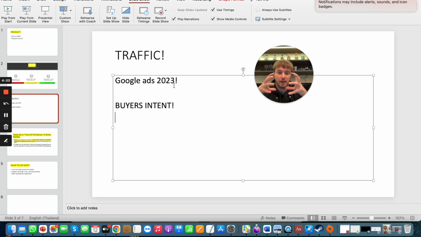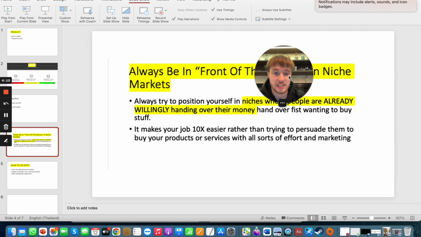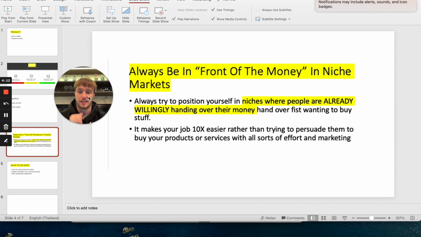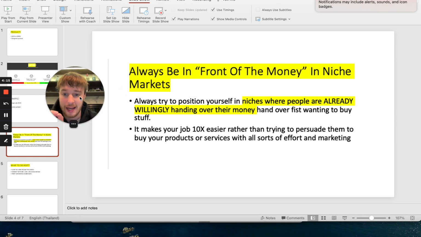So you just send traffic to your affiliate link every single day. As I say, always be in front of the money in niche markets. I'm always trying to say this to my students and clients, because you always have to position yourself in niches, like I said before, where people are already spending, willingly handing over their money, hand over fist, wanting to buy stuff. Because it's going to make your job 10 times easier as an affiliate, rather than trying to do all the marketing and persuasion to buy your products or services.